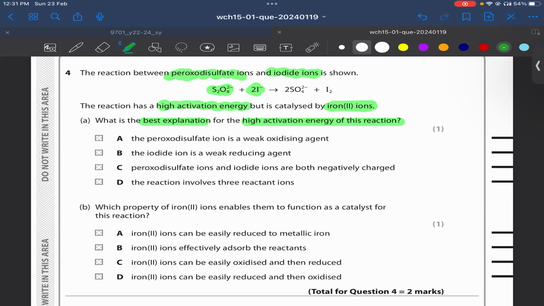The peroxodisulfate ion is a weak oxidizing agent. Is this the reason? The iodide ion is a weak reducing agent. Peroxodisulfate ion and iodide ions are both negatively charged, or the reaction involved three reactant ions. Yes, what is the reason?